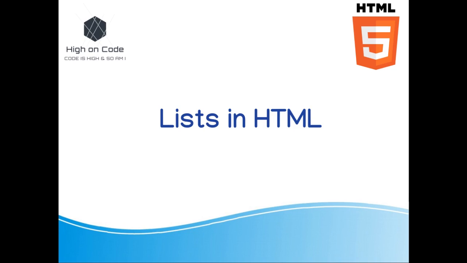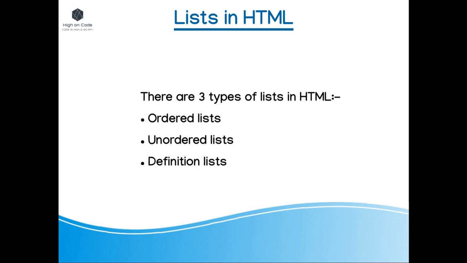Okay, so we are all familiar with lists. In HTML there are basically three types of list. The first one is the ordered list, the second is the unordered list, and there is also a third type which we call the definition list. We are familiar with the first two types, but there is also a third type. So let us discuss each one.